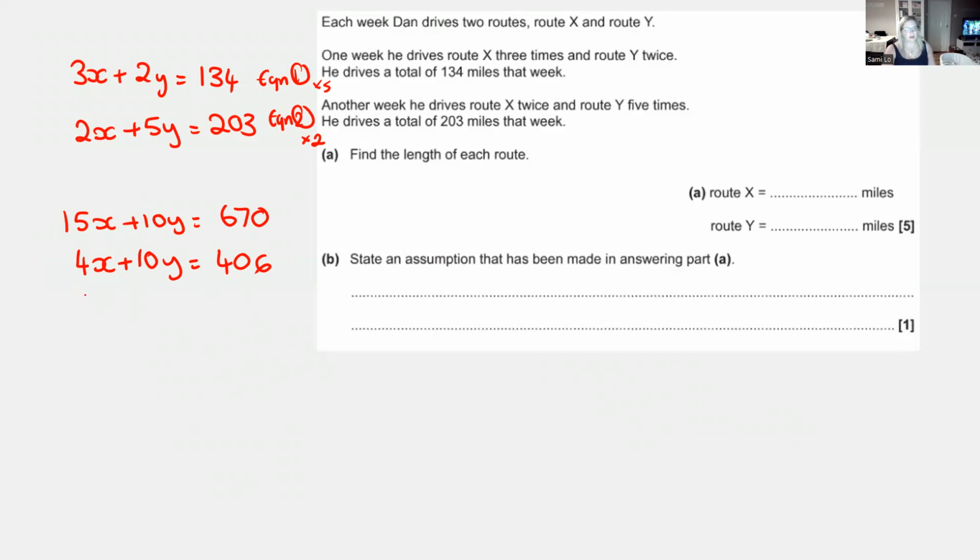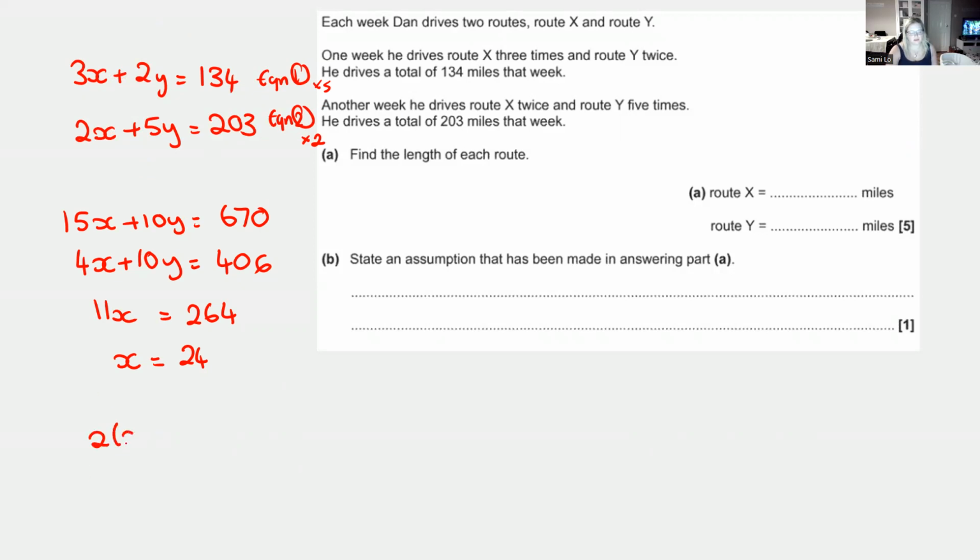We're going to be taking them away. So 15 take away 4 gives us 11x. And 670 take away your 406 gives you 264. Which means x is going to be 24. Again, using dividing, you have a calculator, so you might as well use it. Once you've done this bit, go to one of the originals. It doesn't matter which one you go to. I might go to the second one, I feel like the second one.